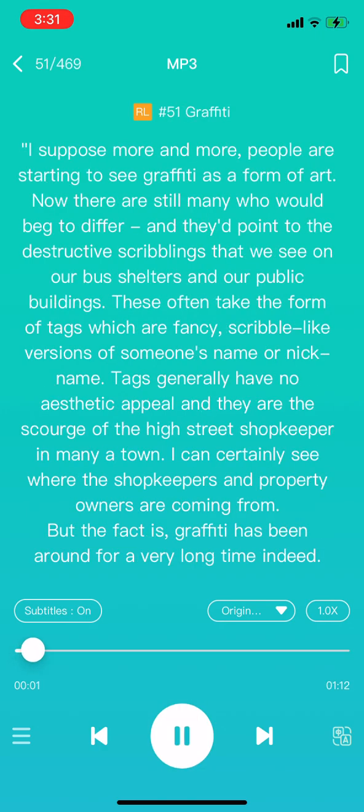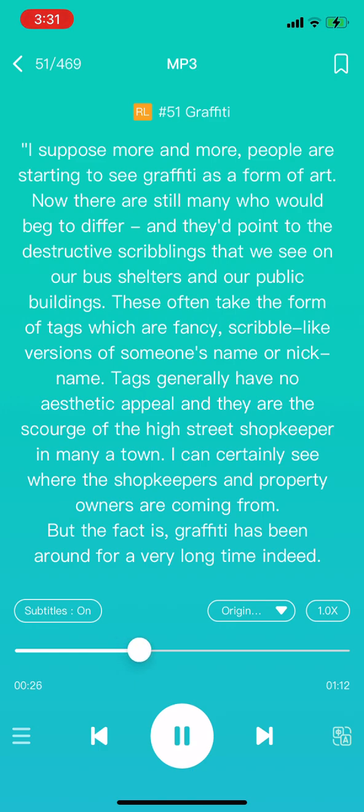I suppose more and more people are starting to see graffiti as a form of art. Now, there are still many who would beg to differ, and they'd point to the destructive scribblings that we see on our bus shelters and our public buildings. These often take the form of tags, which are fancy scribble-like versions of someone's name or nickname. Tags generally have no aesthetic appeal, and they are the scourge of the high street shopkeeper in many a town. I can certainly see where the shopkeepers and property owners are coming from.